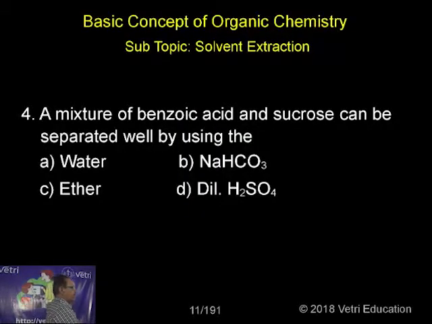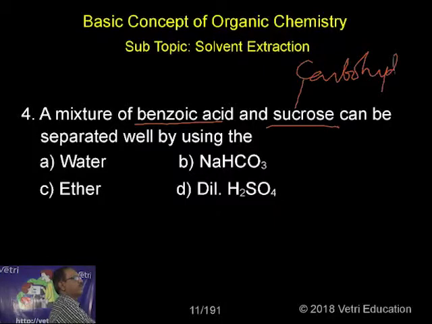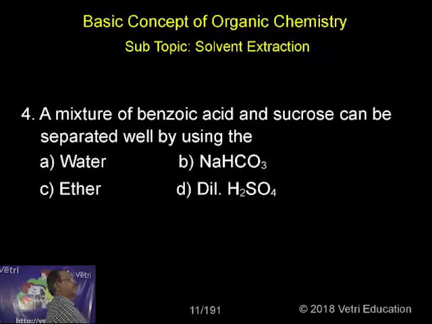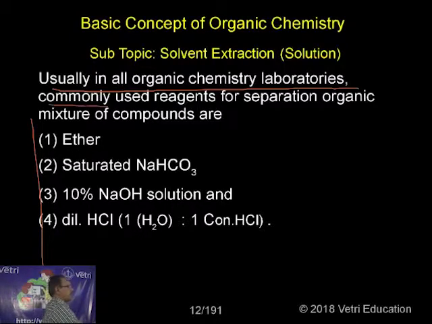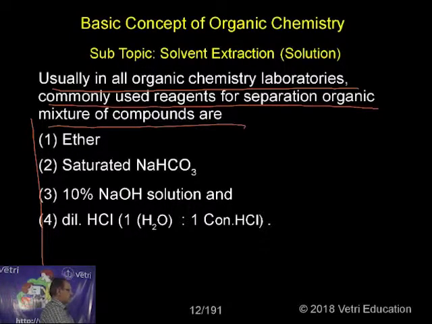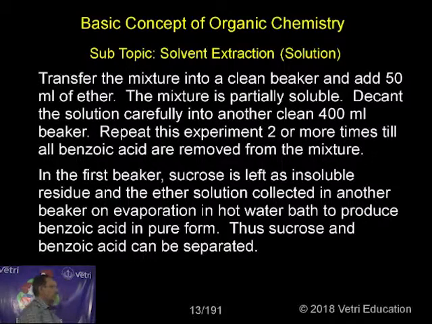So here is a mixture of benzoic acid and sucrose. Sucrose is a carbohydrate, kindly follow. So now I have already given a very clear idea. Carbohydrate is insoluble in ether, benzoic acid is soluble. So what I have to select normally, I have to use ether. These are the 4 reagents I have already informed you. Usually in all organic chemistry laboratories, commonly used reagents for separation of organic mixtures are ether, saturated sodium bicarbonate, 10% sodium hydroxide solution, dilute HCl. Now, what do we have to do?